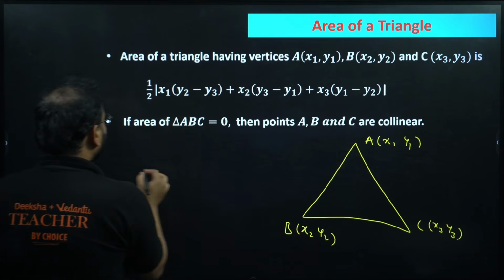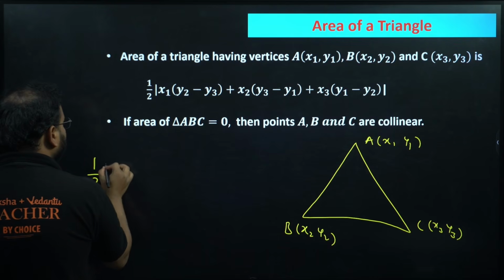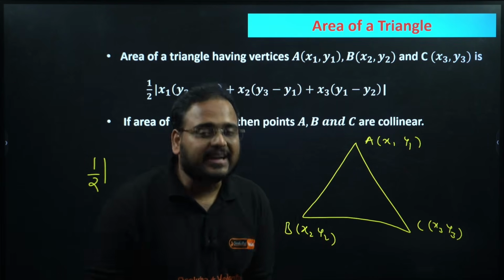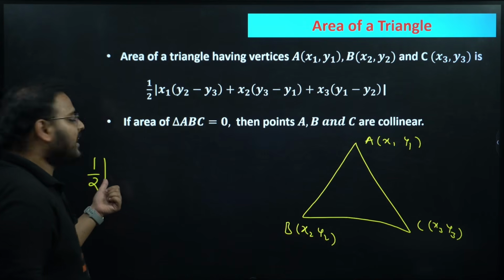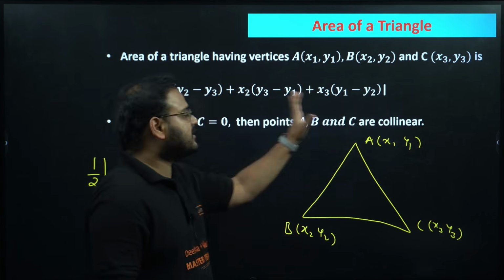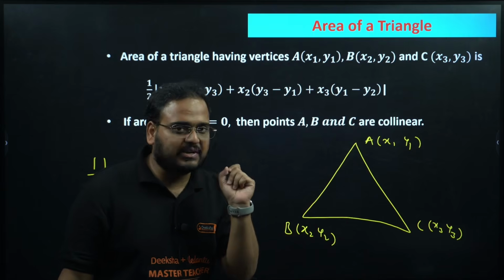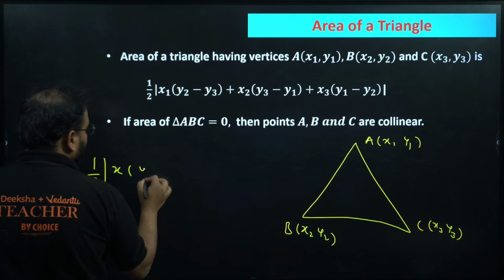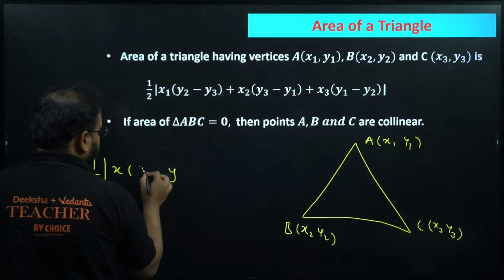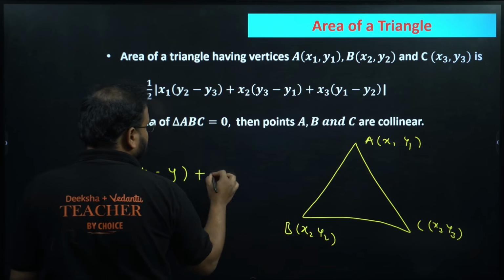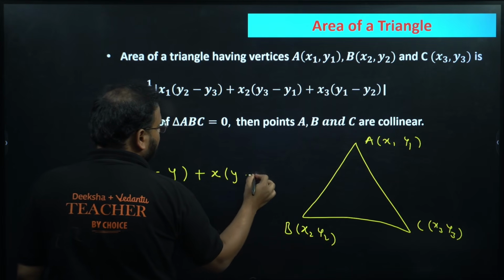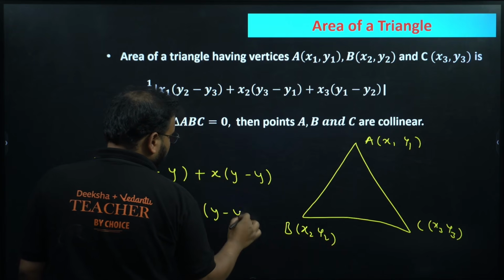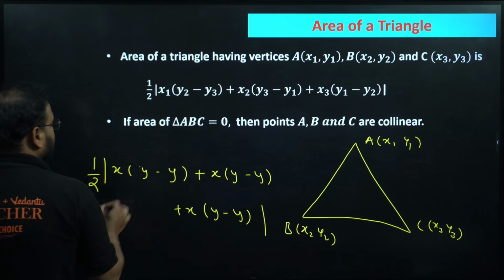So how do we remember this? First of all, keep here half. Why modulus? Because it's an area. Will area ever be negative? No. That's why we keep it outside as modulus. Whatever is the calculation inside, it should always result in a positive quantity. So modulus outside. Right here x, right here y minus y. Same thing, plus same way x, y minus y. Same thing, x times y minus y. Close the modulus.